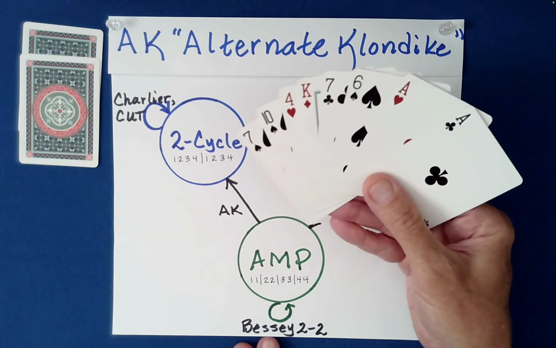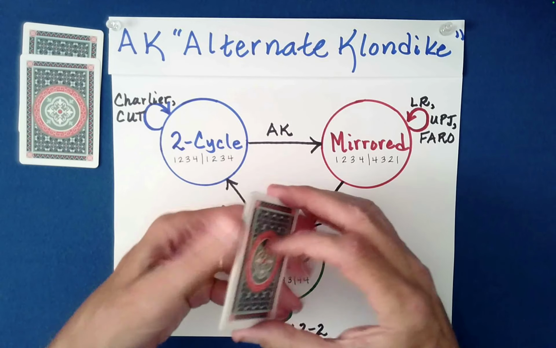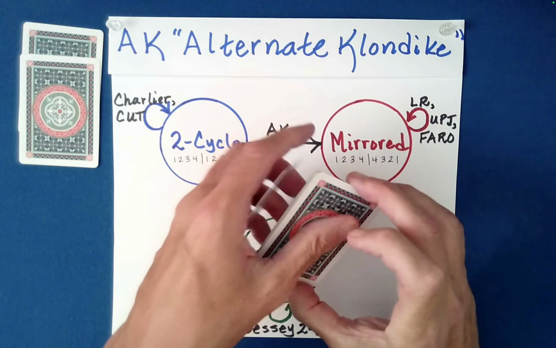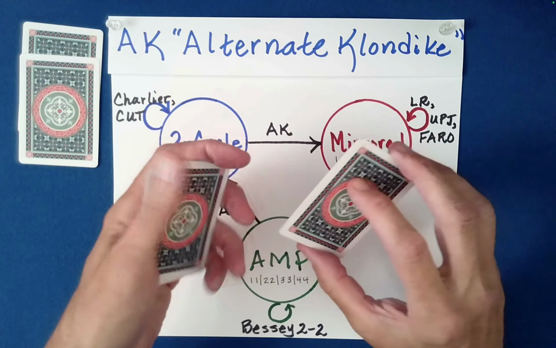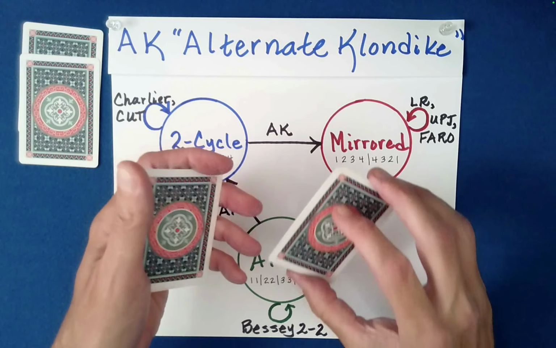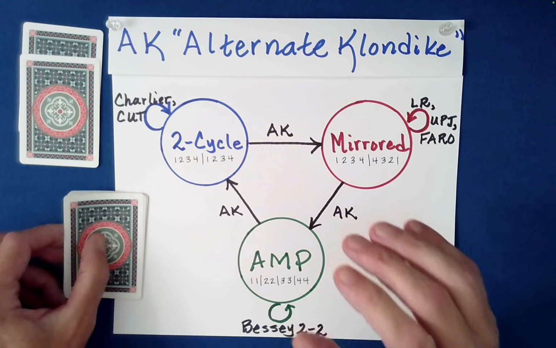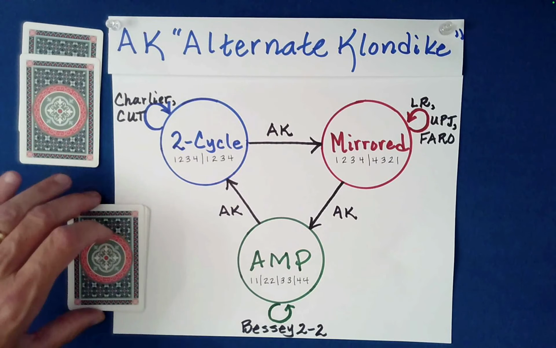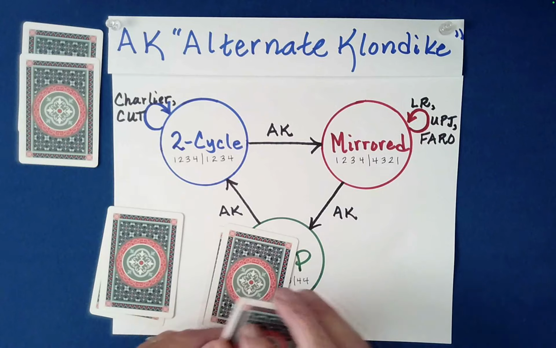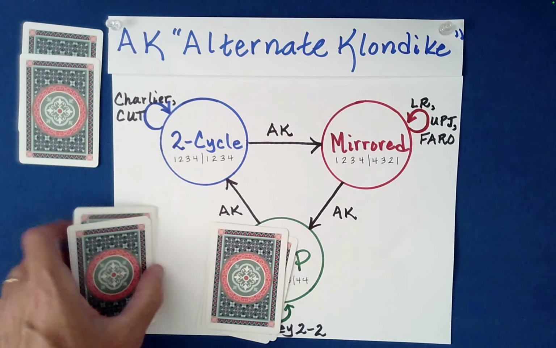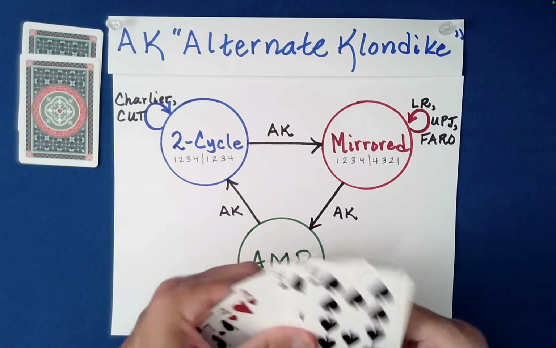Now, a shuffle that preserves an AMP is a Bessie 2-2. And it's pretty easy to see why, because you're going to take 1, 2 from the top, so that pair is still together. 1, 2 from the bottom, that bottom pair is still together. 1, 2, that pair is together, and then the bottom 2, that pair is together. And then from there, I just did a final alternate Klondike, left, right with random stacking. It's back to a cyclic construction now.